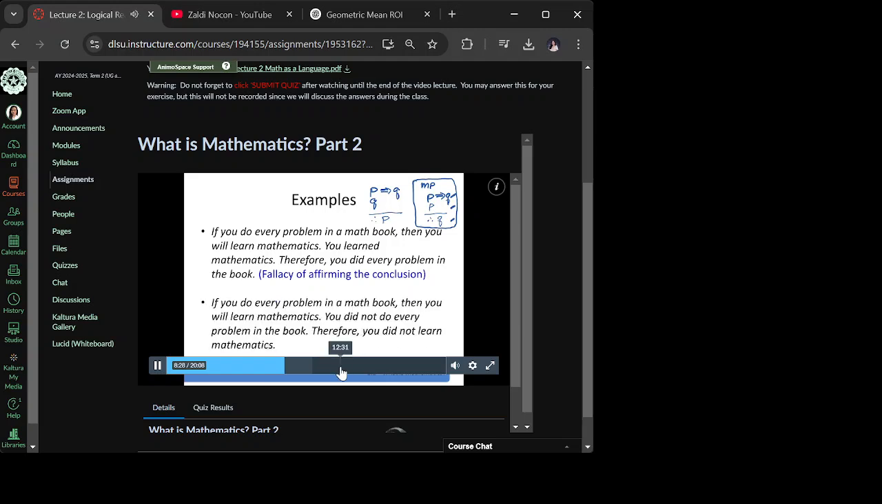If you do every problem in a math book, then you will learn mathematics. You did not do every problem in the book. Therefore, you did not learn mathematics. This is a fallacy of denying the hypothesis. Again, you can fix this using modus ponens or modus tollens.